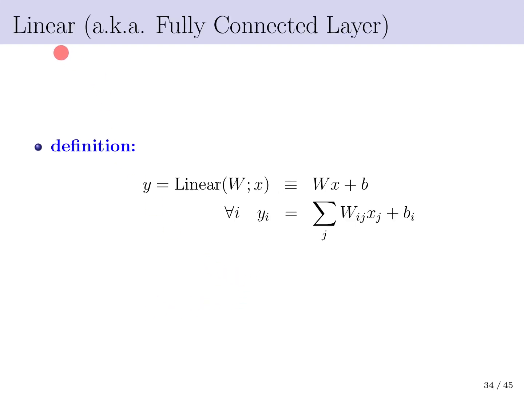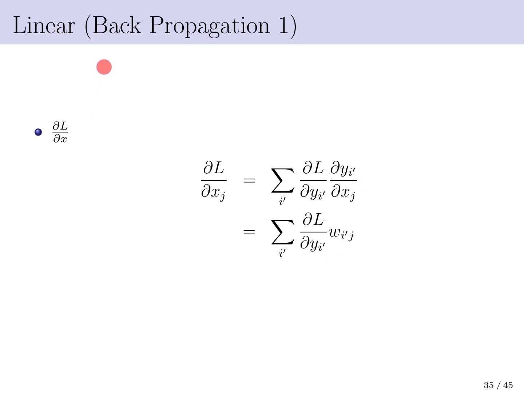So this is the linear layer, also known as the fully connected layer, whose definition is simply you multiply x by another matrix W and add bias. So the definition is as simple as this. And you do the back propagation, doing exactly a similar thing as before when we did it for convolution.